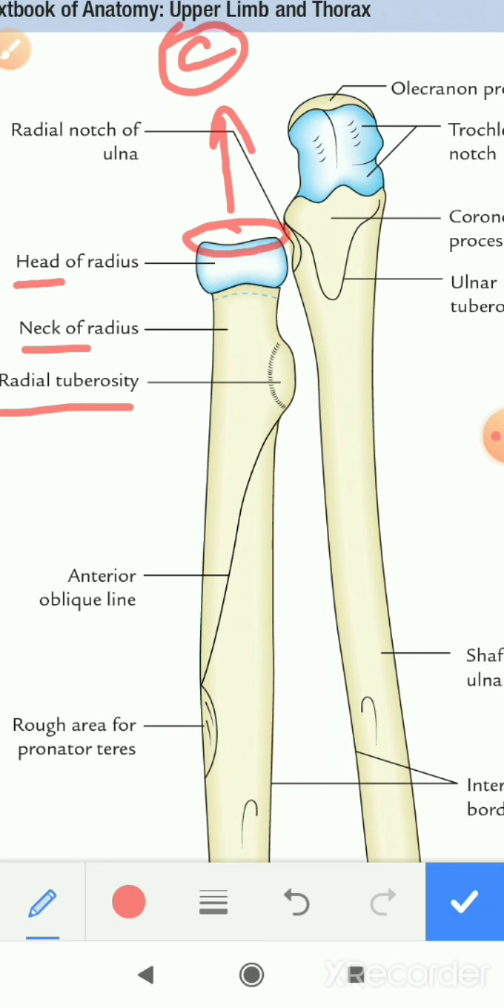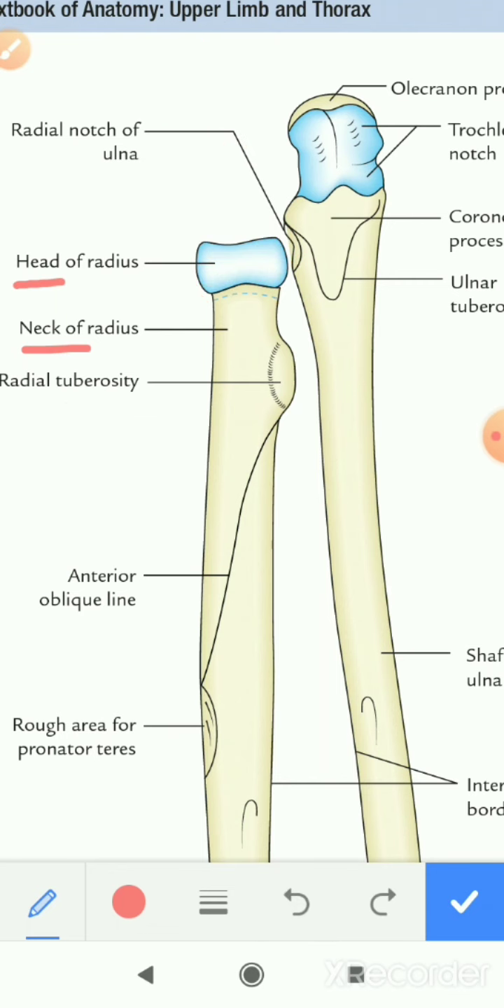Look at that, this circumference of the head of the radius is also articular and its medial end articulates with the radial notch of the ulna. This part is the radial notch of the ulna. It articulates with the medial part of the head of the radius and forms the superior radio-ulnar joint. This is a pivot type of synovial joint.